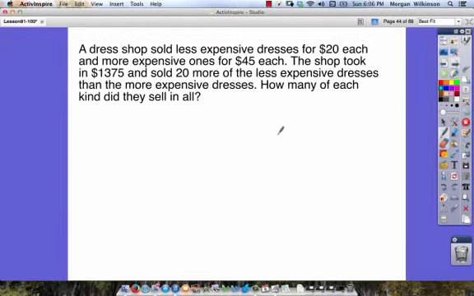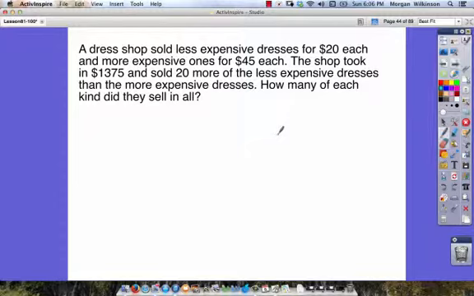A dress shop sold less expensive dresses for $20 each and more expensive ones for $45 each. The shop took in $1,375 and sold 20 more of the less expensive dresses than the more expensive dresses. How many of each kind did they sell in all?